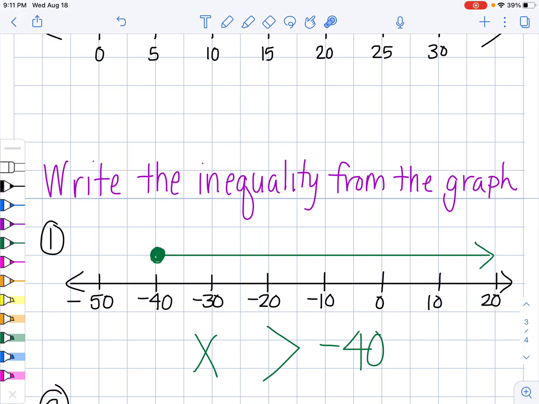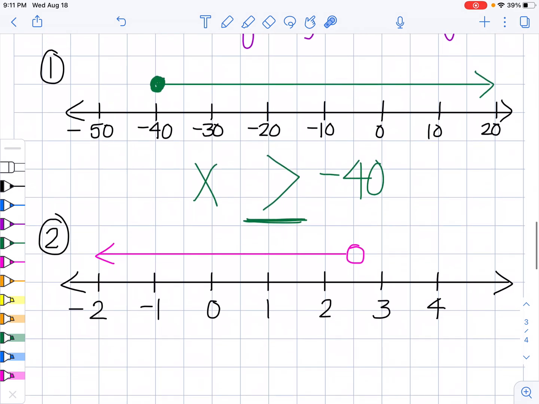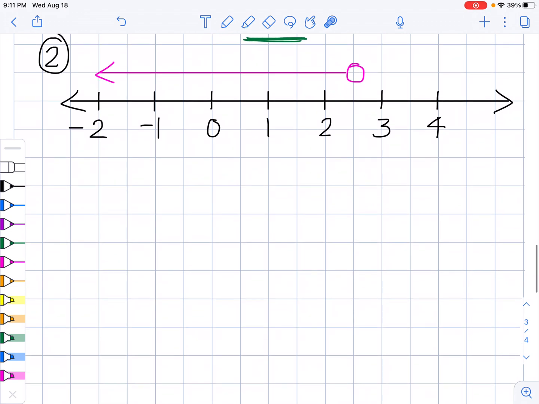Is it greater than, or is it greater than or equal to? It's greater than or equal to. And how come there's an equal to? Because this is a closed circle right here. So don't forget that when you're writing your inequality. Okay, and let's try this last one here.